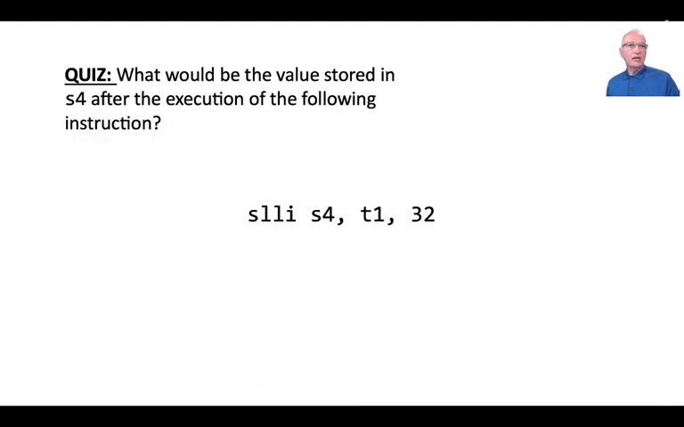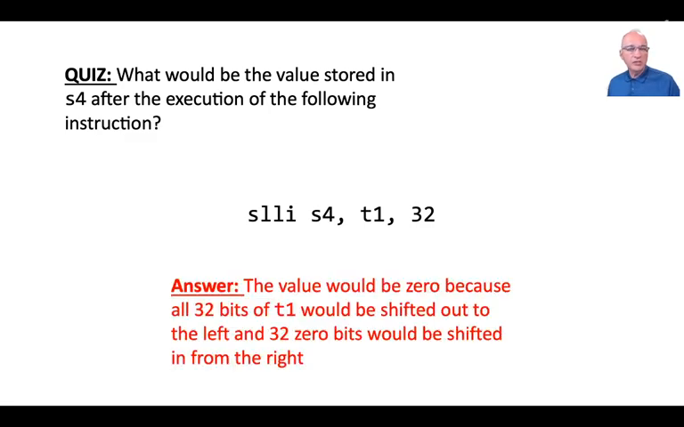Let's say that I have this instruction and I ask what is the value stored in S4 after the execution of these instructions. So initially you may say, well, I don't know what's the original value in T1. But if you look more closely, you're going to see that you don't need that, because you are shifting left by 32 bits, and when you shift left by 32 bits, all 32 bits will be equal to 0.